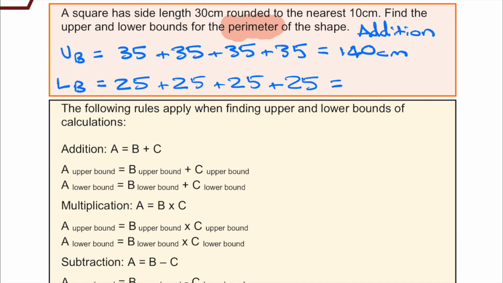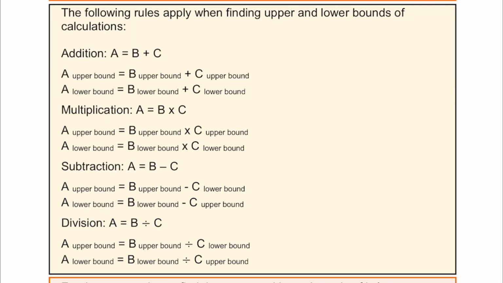Add all of those together, and of course you will get 100 for your lower bound. So what we can say here is we don't know exactly what the perimeter of the square actually is, because we weren't given exact numbers to start with, but we can say the smallest possible perimeter is 100 centimeters, and the biggest possible perimeter that we could have had is 140, and the real perimeter will be somewhere in between those two numbers.